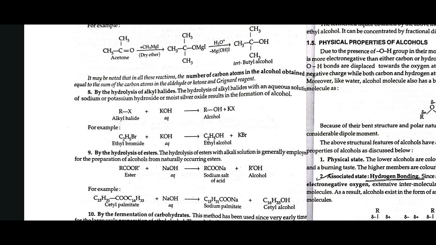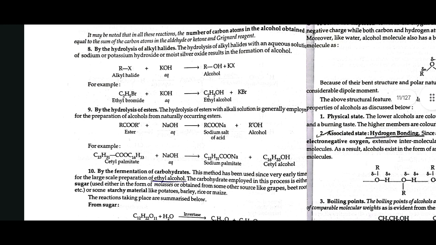8. By the hydrolysis of alkyl halides. The hydrolysis of alkyl halides with aqueous solution of sodium or potassium hydroxide or moist silver oxide results in the formation of alcohol. 9. By the hydrolysis of esters. The hydrolysis of ester with alkali solution is generally employed for the preparation of alcohols from naturally occurring esters.